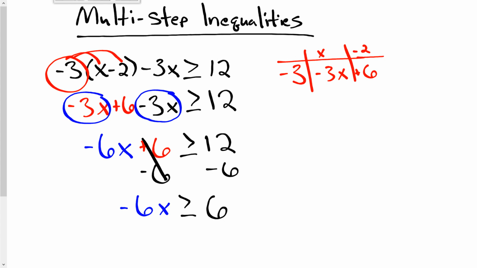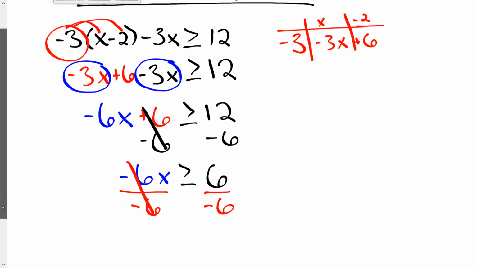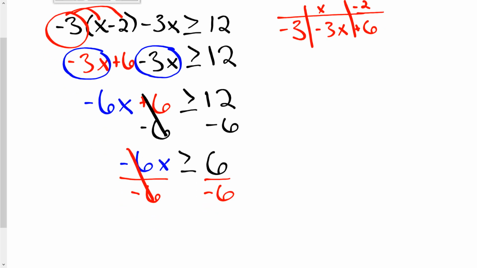And then I have to divide both sides by -6 to get rid of my coefficient. But you need to remember that if I divide by a negative or multiply by a negative on both sides of an inequality, that I need to make sure I flip my sign. So bring down my x, and then 6 divided by -6 is -1.